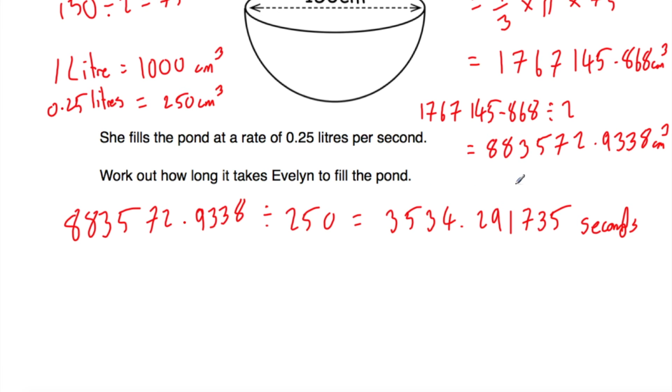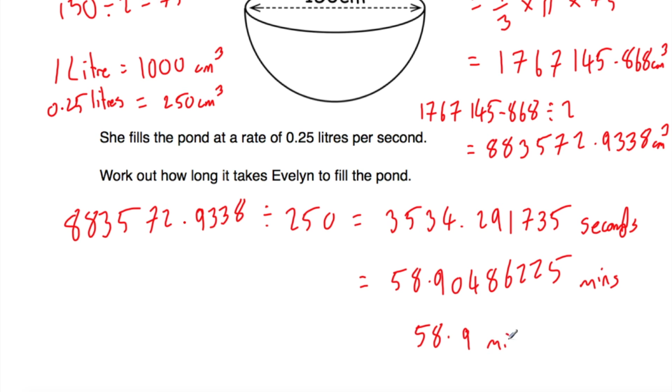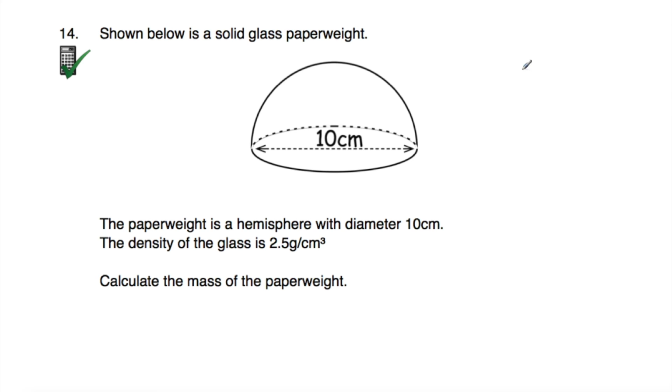Okay, so we've now worked out that it'll take 3,534.29 and so on seconds to fill the pond. Let's divide this by 60 to get it into minutes, just because that might make a little bit more sense to me. So if I divide by 60, I get 75 over 4 pi, or 58.90486225 minutes. So that's fantastic. That means, let's just round this to one decimal place, 58.9 minutes. So it's going to take Evelyn almost 59 minutes to fill the pond, 58.9 minutes. And that's it. Okay, let's have a look at our next question, question number 14.